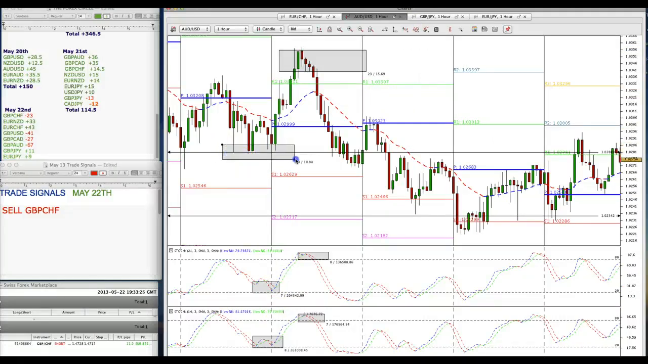So here we have support. We've got a color change candle. Stochastics oversold on both the 21 and 14. We take a trade. We wait for the market to exhaust itself. It's done its daily range. We've got a color change candle, and price turns around and goes south.